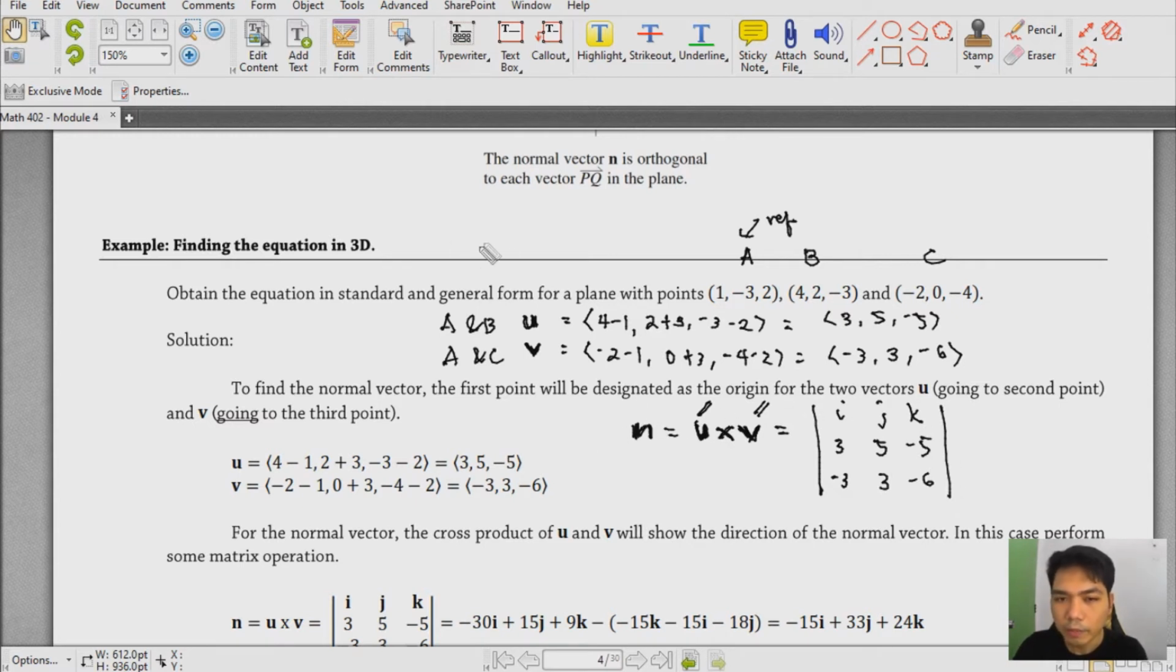So, again, the first step is to determine yung ating reference. Then, the second step would be determining the direction numbers based on the reference point. We have two of them kasi tatlo yung points natin. And then, finally, we can determine yung ating cross product of our two vectors, which is generally referred to as the normal vector. So in this case, determining the determinant.